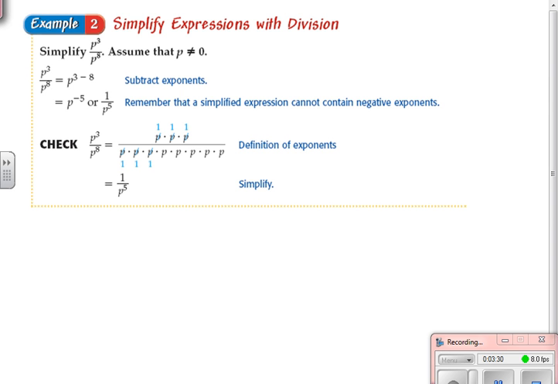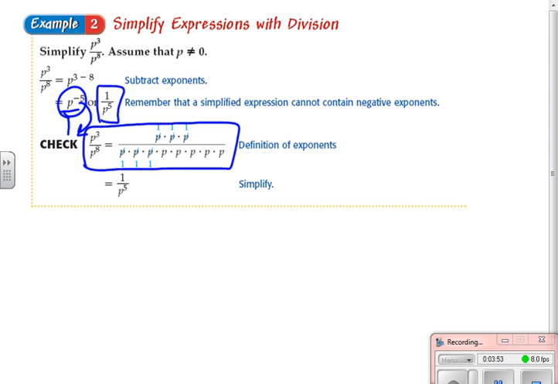Simplifying expressions with division: p to the third divided by p to the 8. When you subtract, you get a negative. And remember, the negative sign is like a sticky note that says, please move me. So it wants to go from living in the numerator to living in the denominator. And if you think about doing it the long way, I had 8 in the denominator to start with. So when I cancel the 3 off, the 5 that are left are in the denominator.